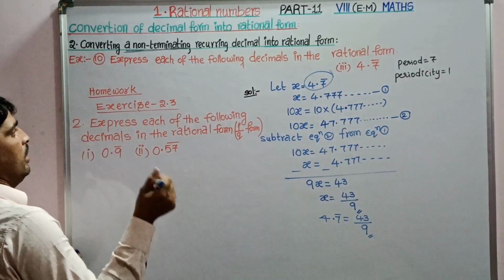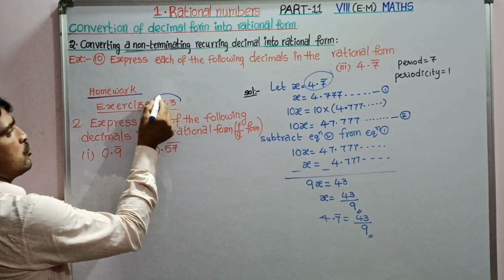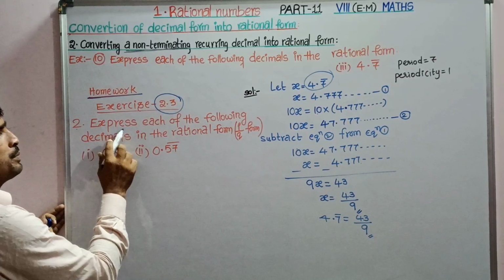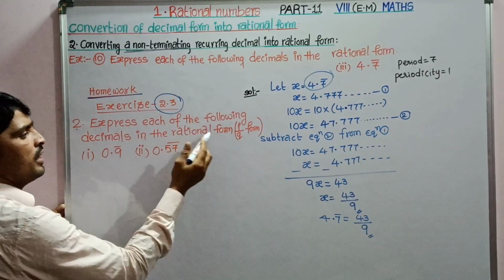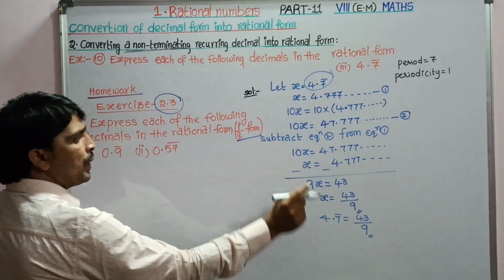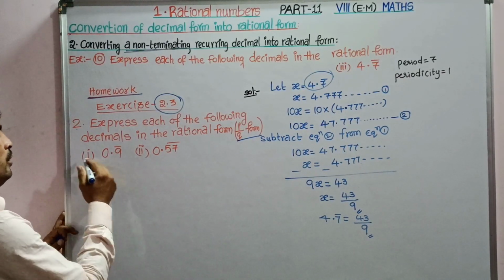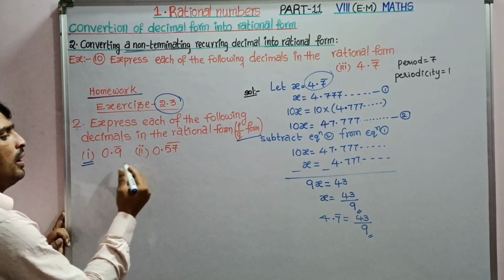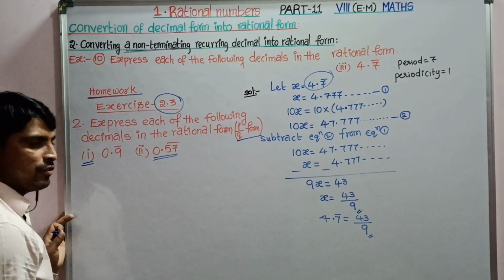Now, homework for you: exercise 2.3, second bit. Express each of the following decimals in the rational form, that is p by q form. First one, 0.9 bar; second one, 0.57 bar.